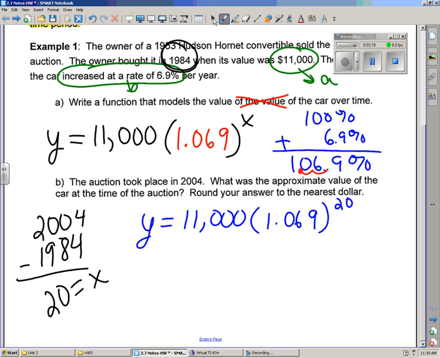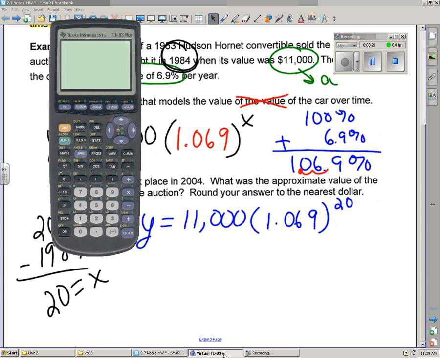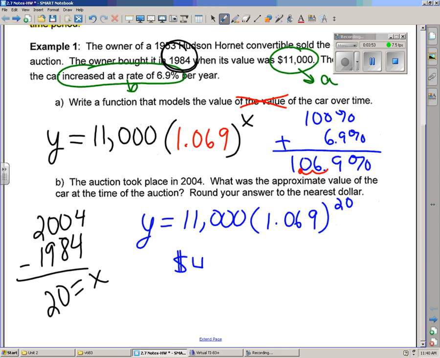Here's where the calculator comes in handy. I'll show you 2 ways to do it. One way is to go right onto your home screen and to just type in 11,000 and then open up a parenthesis, 1.069, close your parenthesis, raise that to the 20th power, and get an answer. It asks you to round it to the nearest dollar. So 41,777.91 rounds to $41,778. So this answer is going to be $41,778.